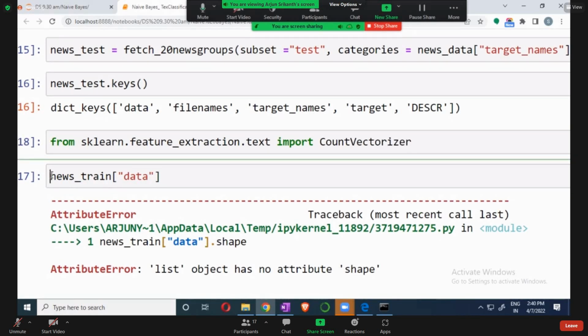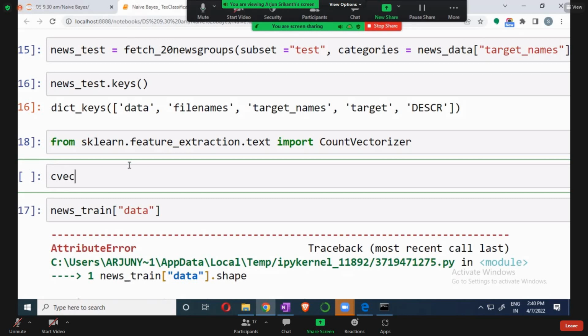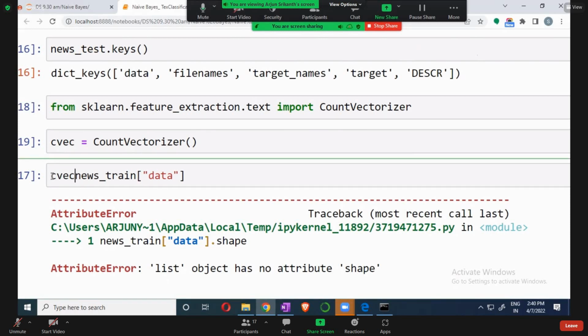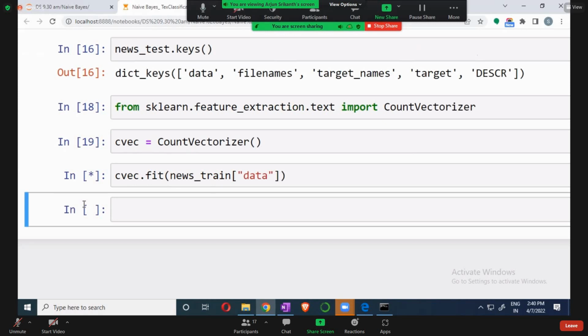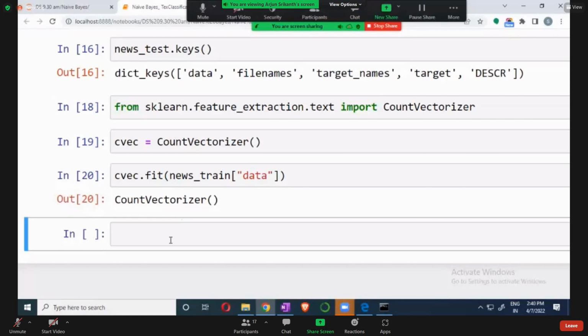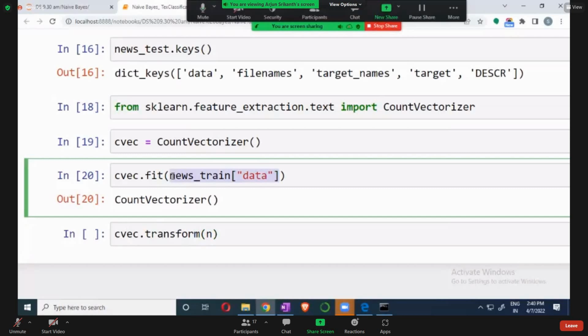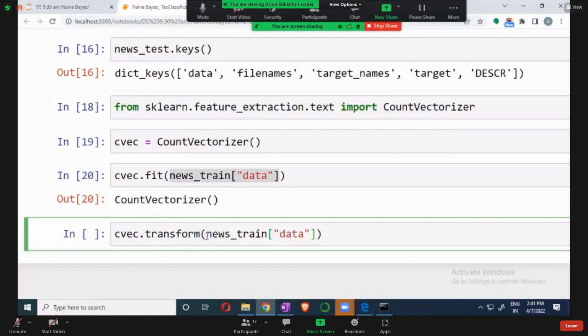Now this data you convert it. First you create an object. Cvec is equals to count vectorizer, and then this one you fit it. Cvec dot fit. It's taking some time. Maybe how much time it will take. It's done. Now Cvec transform news train data over here. Okay. And this one is news train dot Cvec.